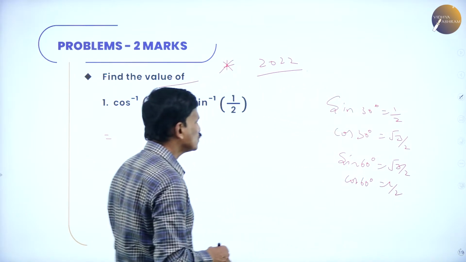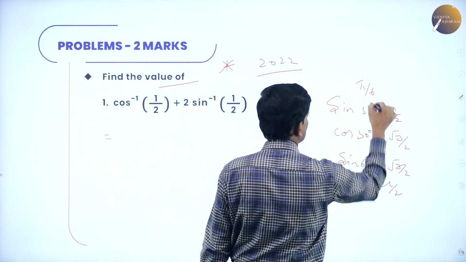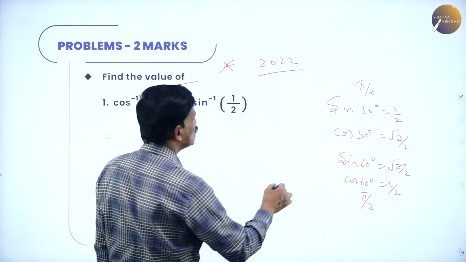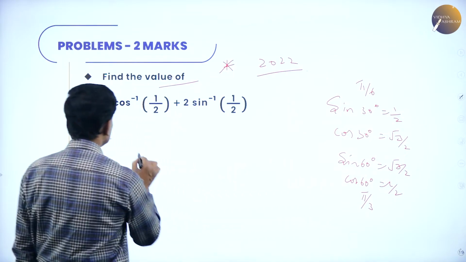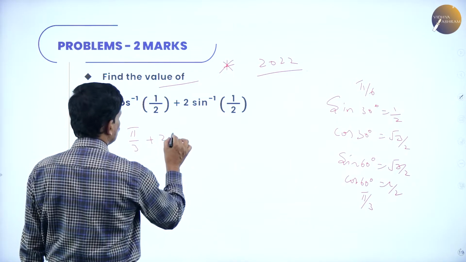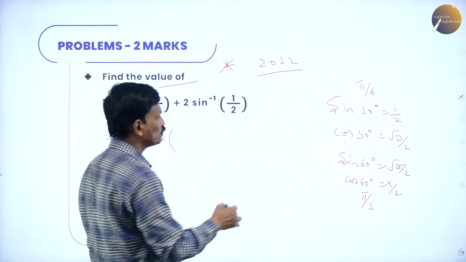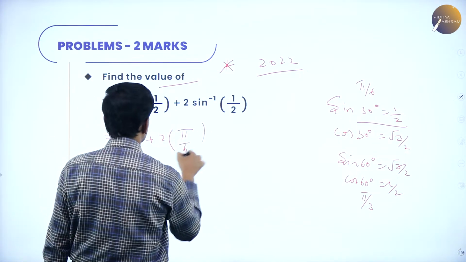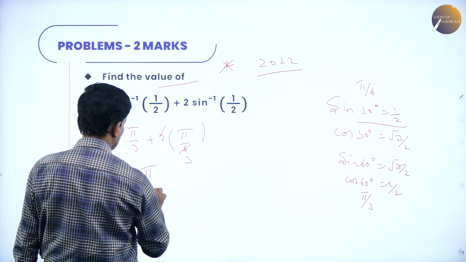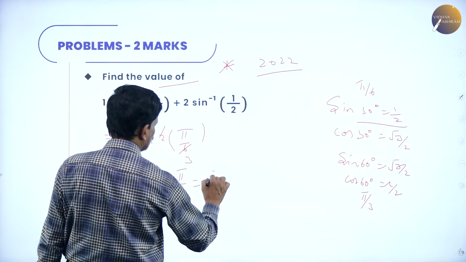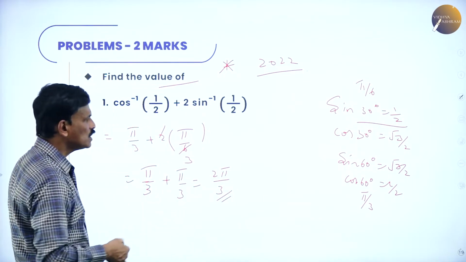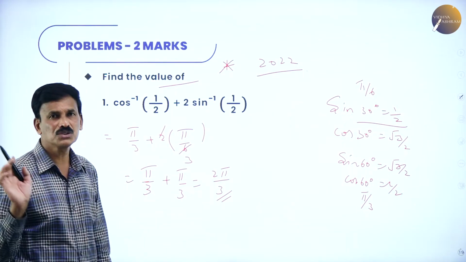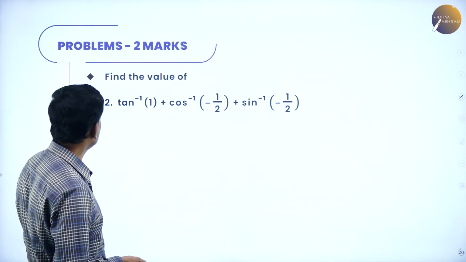You know the table. Now, 30 degrees is pi by 6 radians and 60 degrees is pi by 3 radians. So cos inverse of 1 by 2 comes for 60 degrees, that is pi by 3, plus 2 into sin inverse 1 by 2. The value of sin inverse 1 by 2 is 30 degrees, pi by 6. So the 2 cancels, and we get pi by 3 plus pi by 3, which is equal to 2 pi by 3. Pi by 3 means 60. 60 plus 60 is 120, and 120 can be written as 2 pi by 3. That's it. If you do this much, you will get 2 marks. Hope you followed.